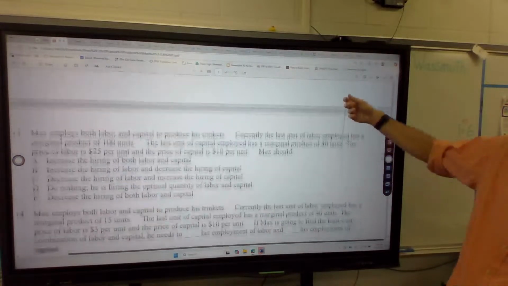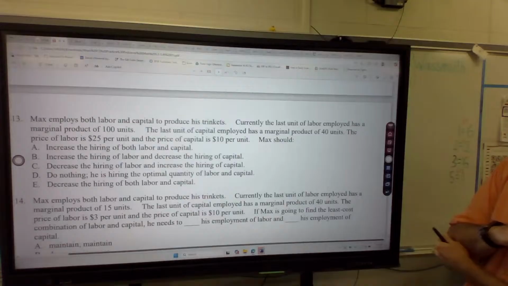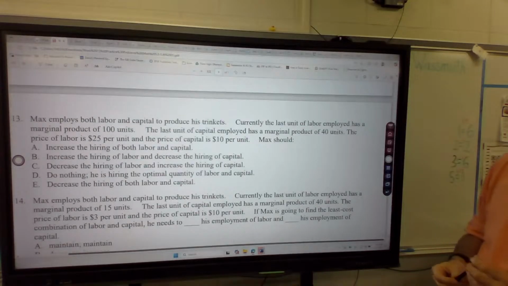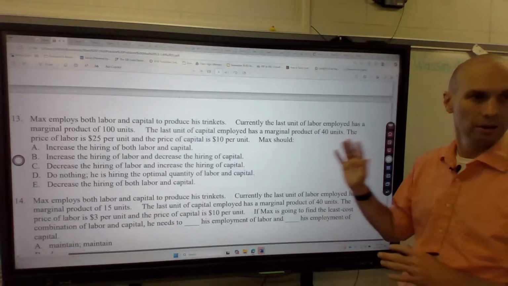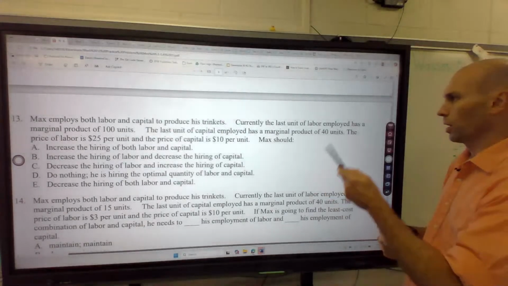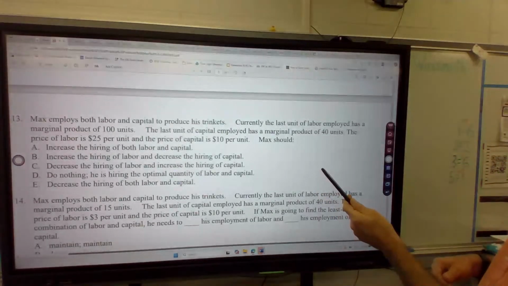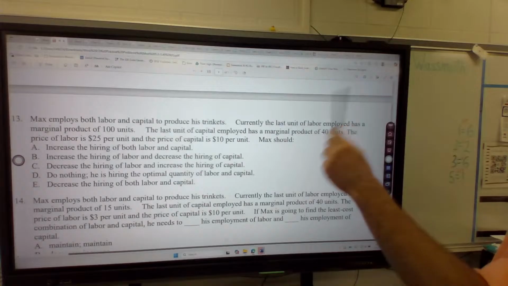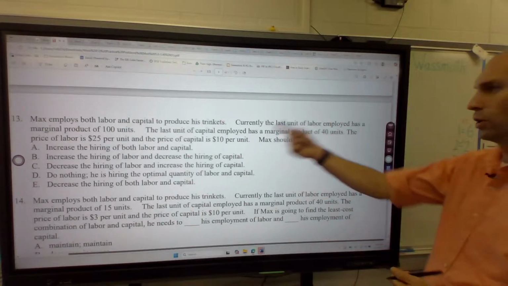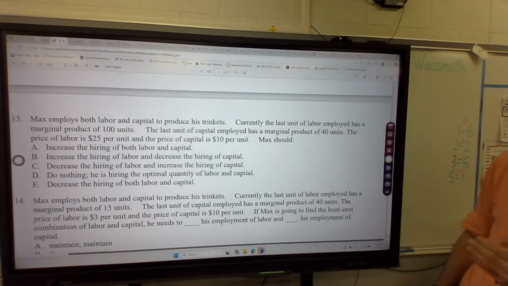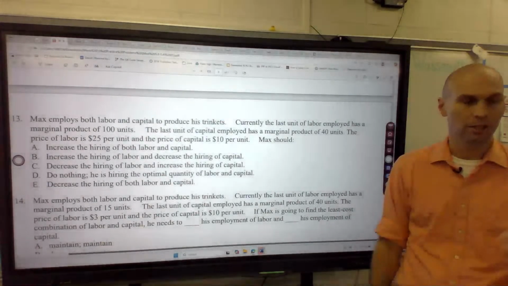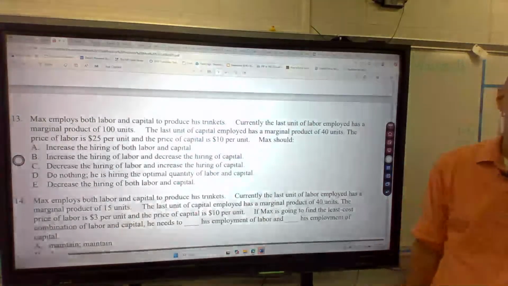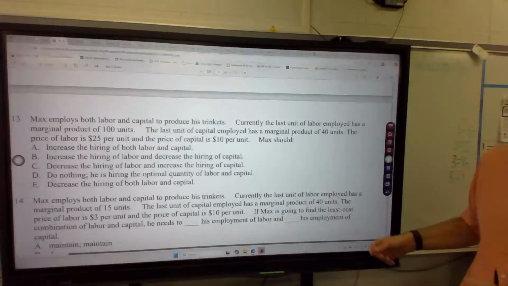Which one are we at? 13. Max enjoys both labor and capital. Currently, the last unit employed has a marginal product of 100 units. You guys solve this one yourself. It's the same one. Okay, I'll solve it. They're equal. Marginal product is 100 for workers, and you pay them 25. So 100 over 25 is 4. 40 over 10 is also 4. They equal each other. So what do you do if they equal each other? Don't do anything. You're doing the best you can. Continue doing it. That's it. Does that help?